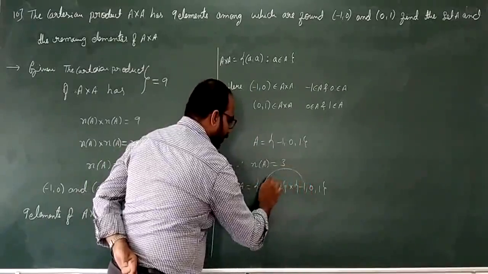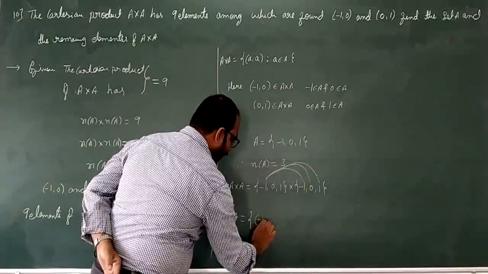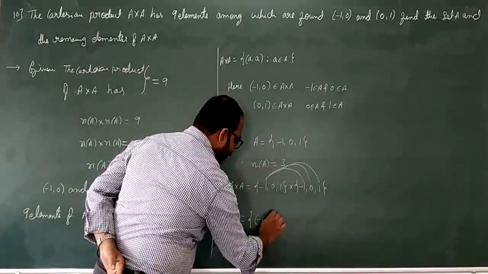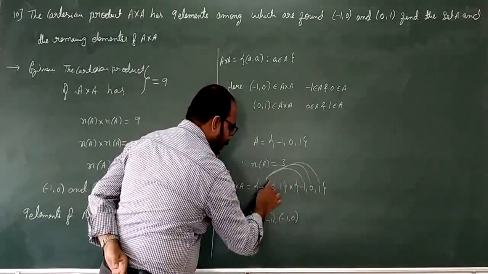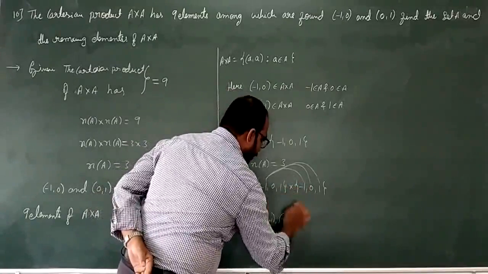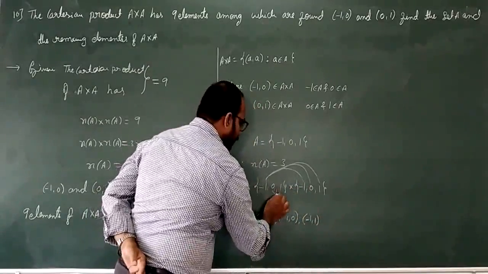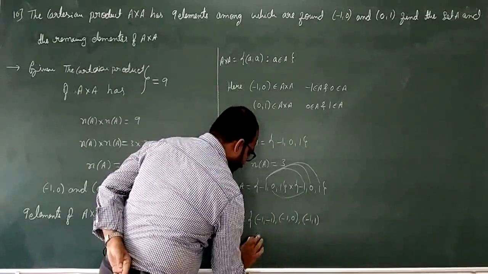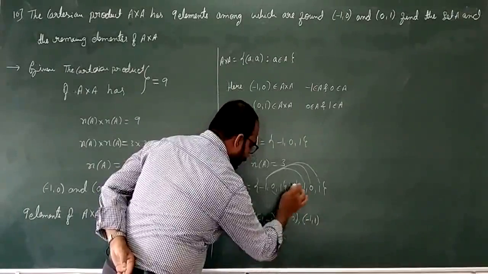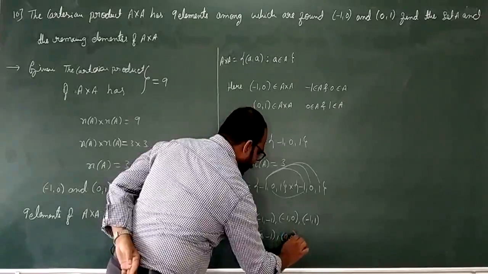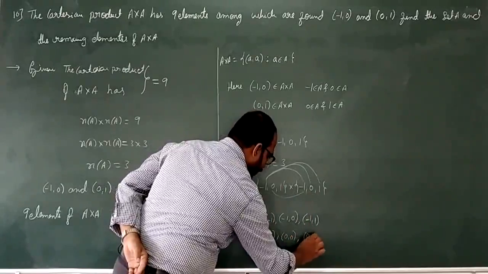The Cartesian product of A and A is: (-1, -1), (-1, 0), (-1, 1). Next, (0, -1), (0, 0), (0, 1).